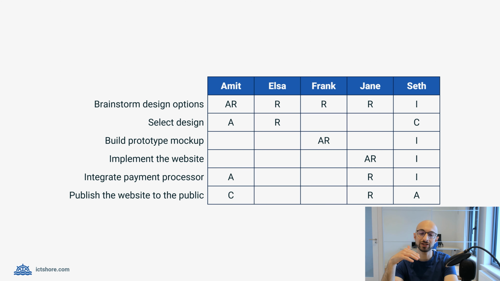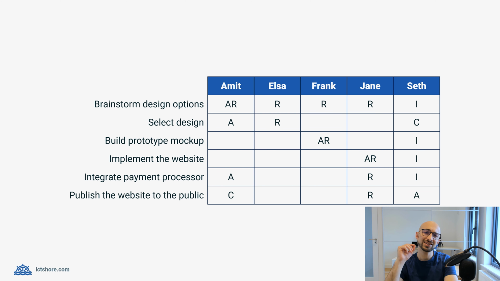And if we go down, publish the website to the public, Amit is going to be consulted, C, Jane is going to be responsible, R, and Seth is going to be accountable, A. So the whole purpose of this is to make crystal clear to everyone who's going to do what and at which phase of the project. All the alternatives that we are going to see today still follow the same structure. They still have tasks in rows, they still have stakeholders in columns. The only thing that is changing are the roles that we use.